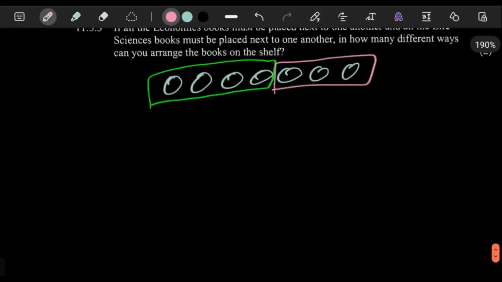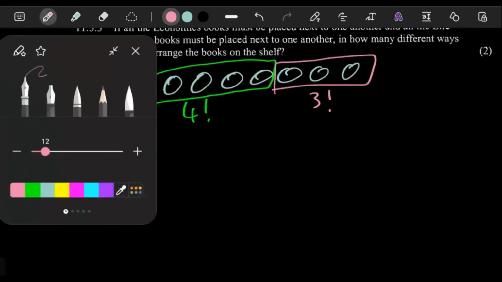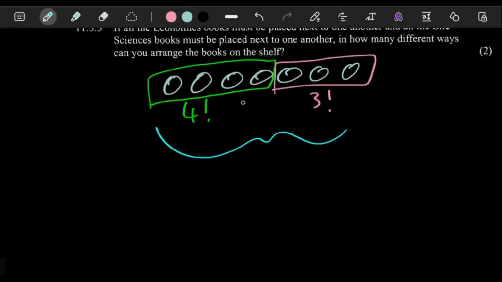what you do is the 4 objects can be sorted in 4 factorial ways. The 3 can be sorted in 3 factorial ways. And then the 2 groups, 1, 2, can be sorted in 2 factorial ways. So these are the total number of arrangements. You see? So that in your calculator, that's what it gives you.